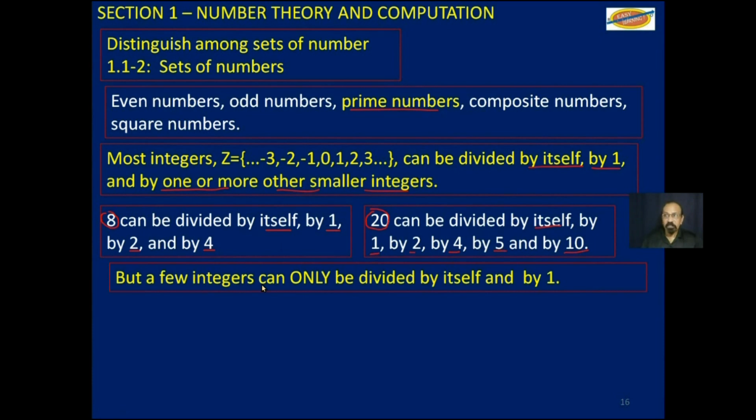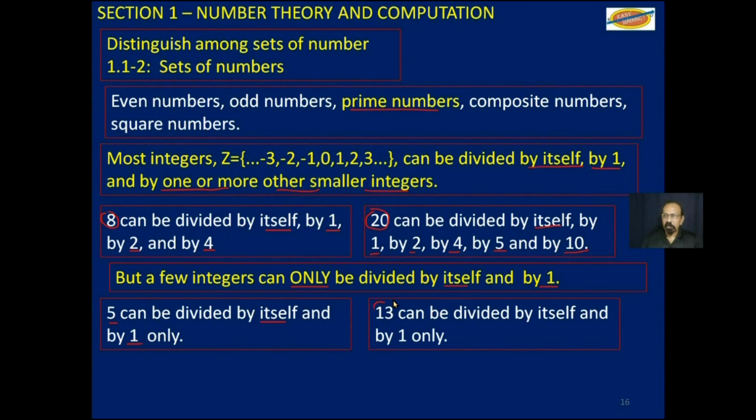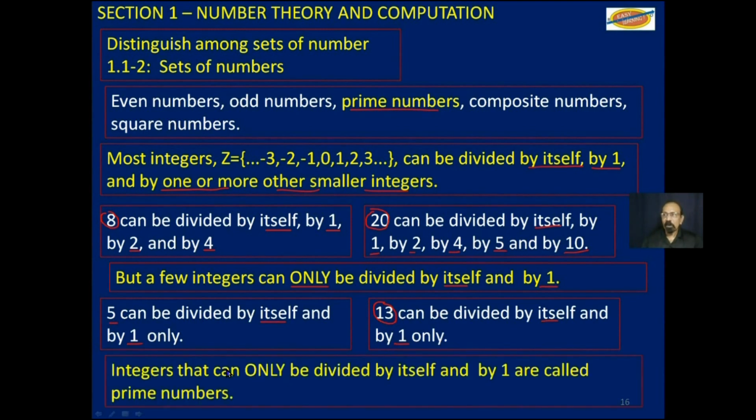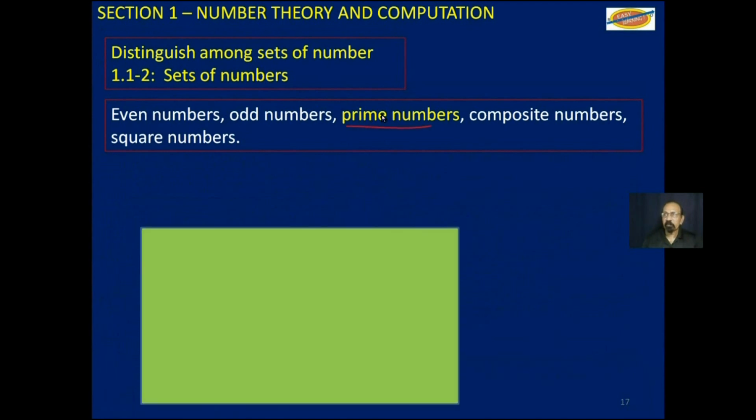Now, but a few integers can only be divided by itself and by 1. Now, 5 can be divided by itself and 1 only, nothing else, without a remainder. 13 can be divided by itself and 1 only, without a remainder. Now, integers that can only be divided by itself and 1 are called prime numbers. Prime numbers, let's see where we will put that in our diagram.